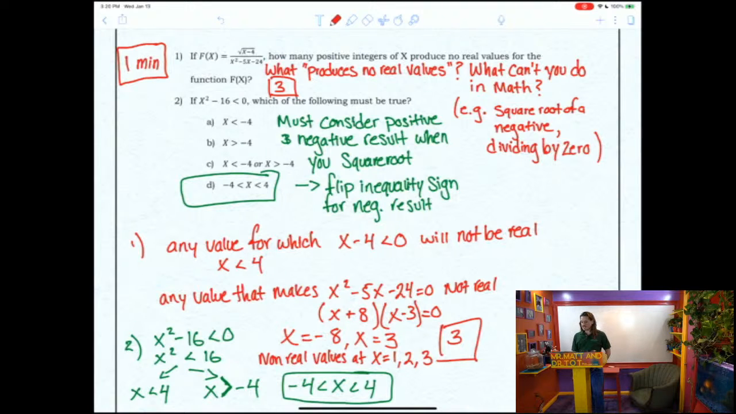So for x minus 4 less than 0, if we just add 4 to both sides, we get the solution set x is less than 4. There are 3 positive integers, and they say positive integers in the question. So we're talking about whole numbers greater than 0. There are 3 whole numbers greater than 0 that would be satisfied by this inequality: positive 1, positive 2, and positive 3. We can't use positive 4 because x has to be less than positive 4, not less than or equal to. So far, by the first condition, we have 1, 2, and 3 will produce non-real values.